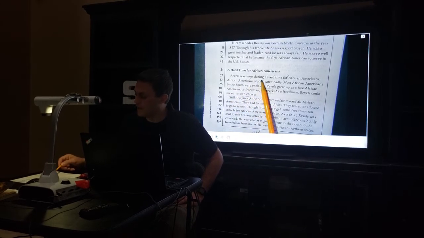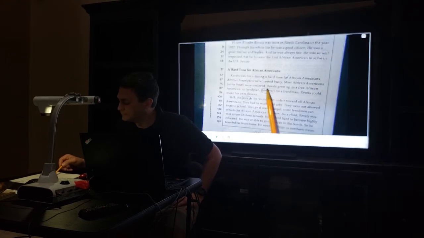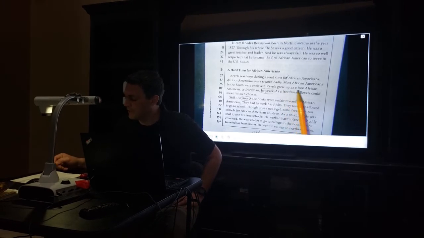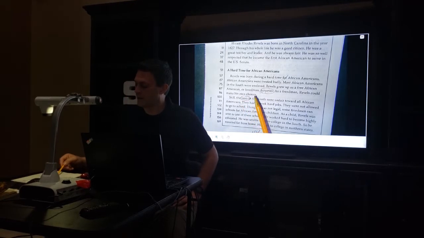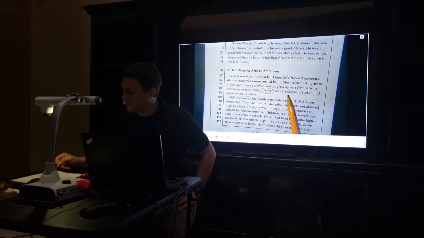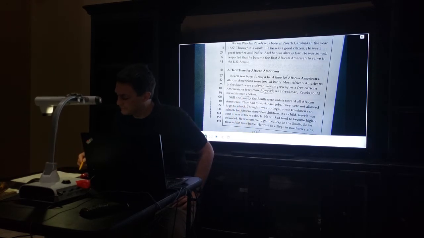A hard time for African Americans. Revels was born during a hard time for African Americans. African Americans were treated badly. Most African Americans in the South were enslaved. Revels grew up as a free African American or freed man. However, as a freed man, Revels could make his own choices.